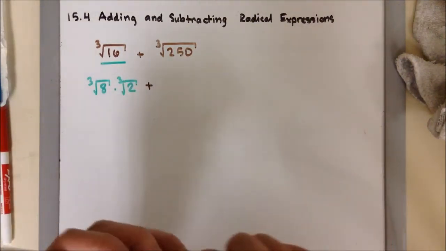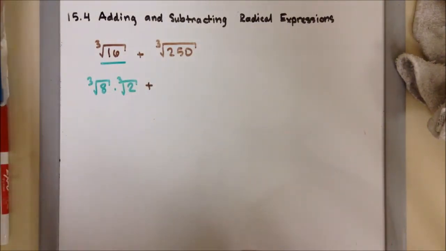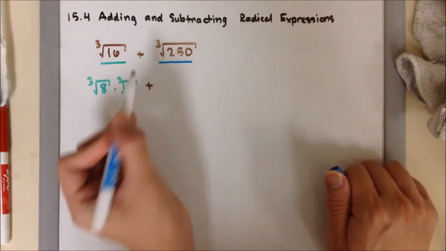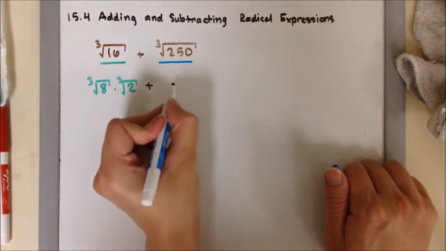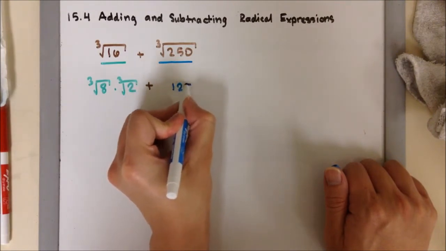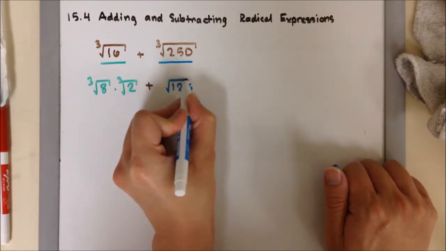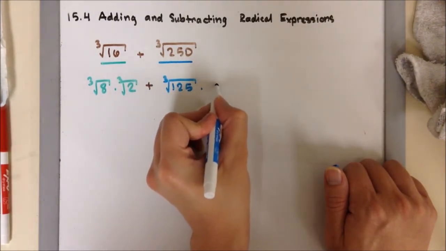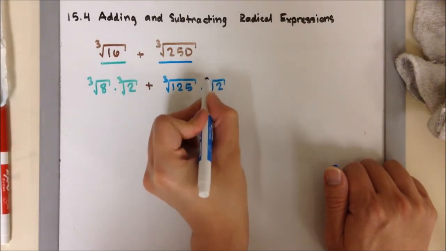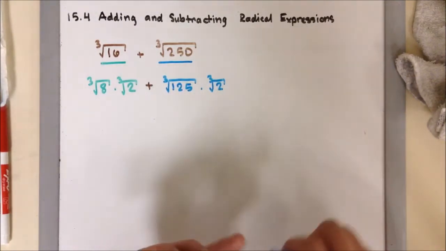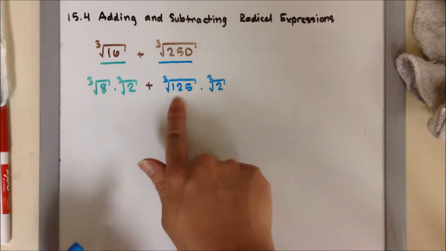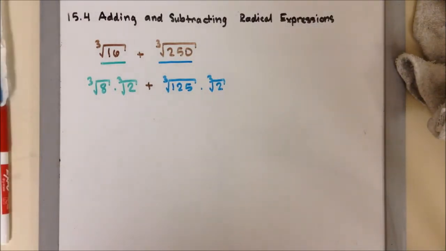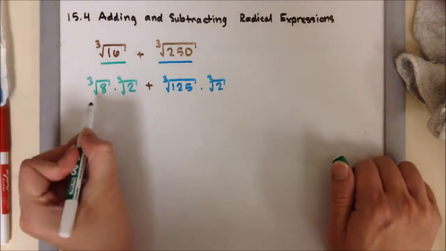Putting my plus down. Next, I'm going to simplify the cube root of 250. I can break that down into 125. So the cube root of 125 times the cube root of 2. And the reason I'm using these two factors is because 125 is a perfect cube number. Alright, so let's simplify each respective part.